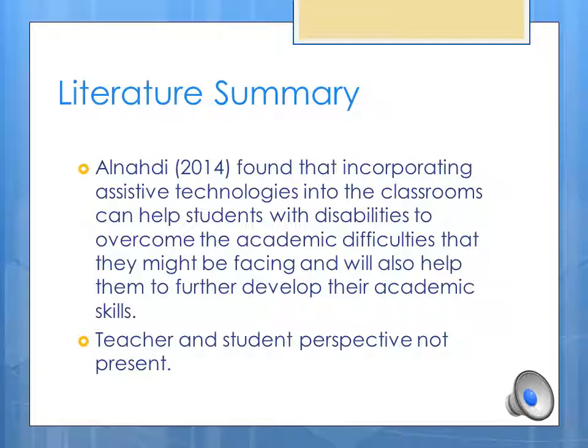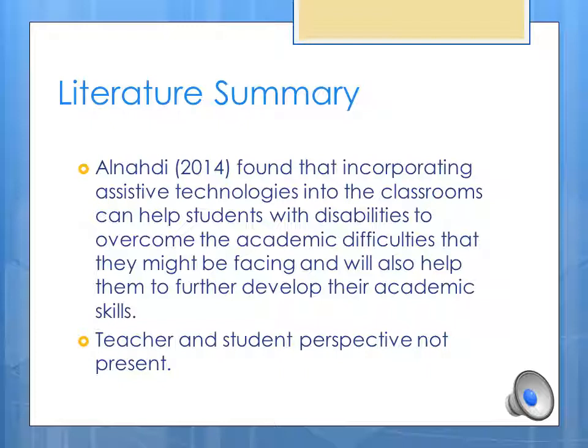In the article, Making the Most of Universal Design for Learning, they found that incorporating assistive technologies into the classroom can help students with disabilities to overcome their academic difficulties that they may be facing and will also help them to further their academic skills. They also believe that designing environments and education systems that are accessible to everyone with or without disabilities will reduce the need for individuals' accommodations and will support UDL.